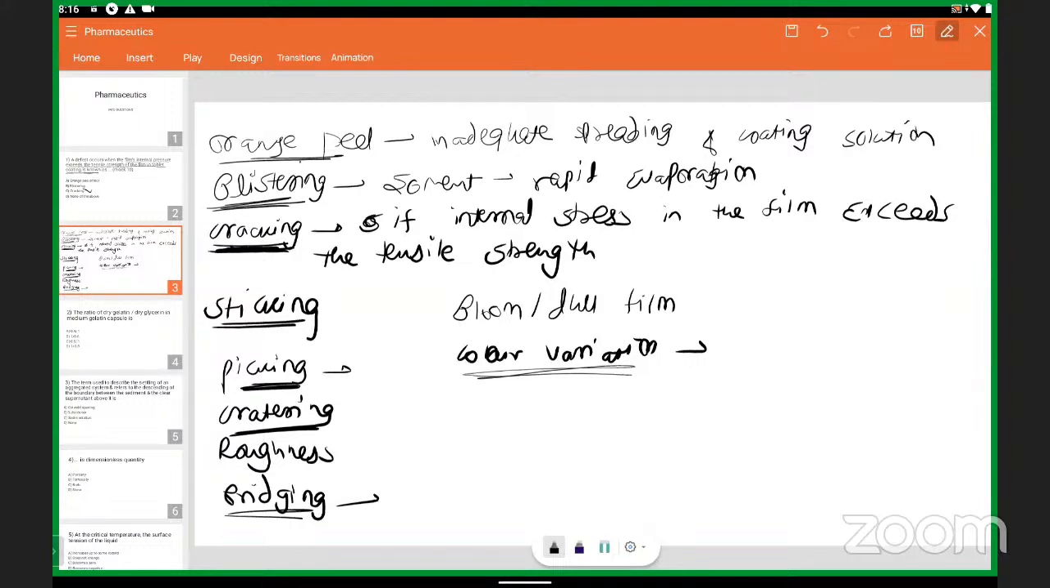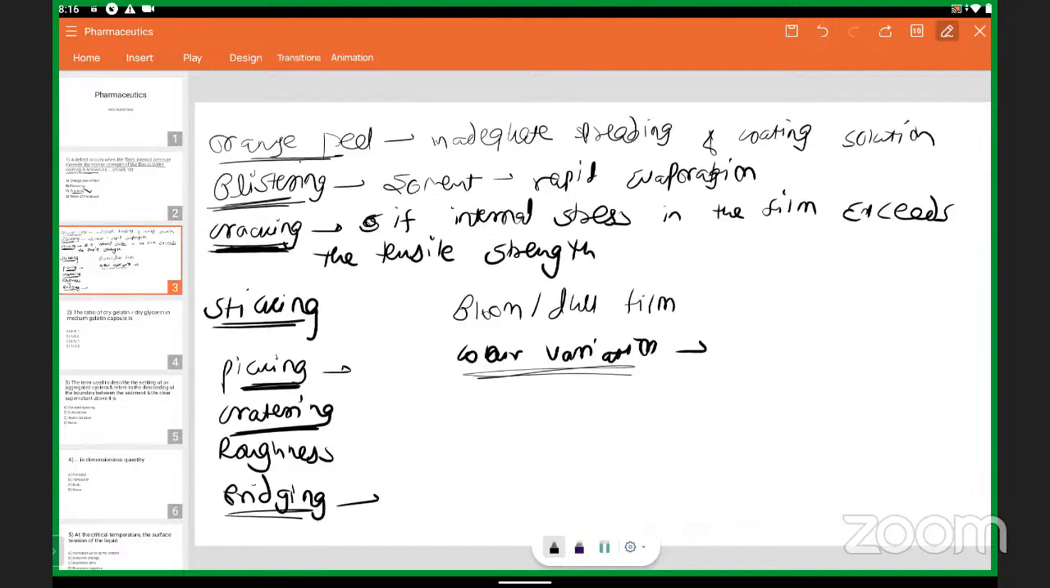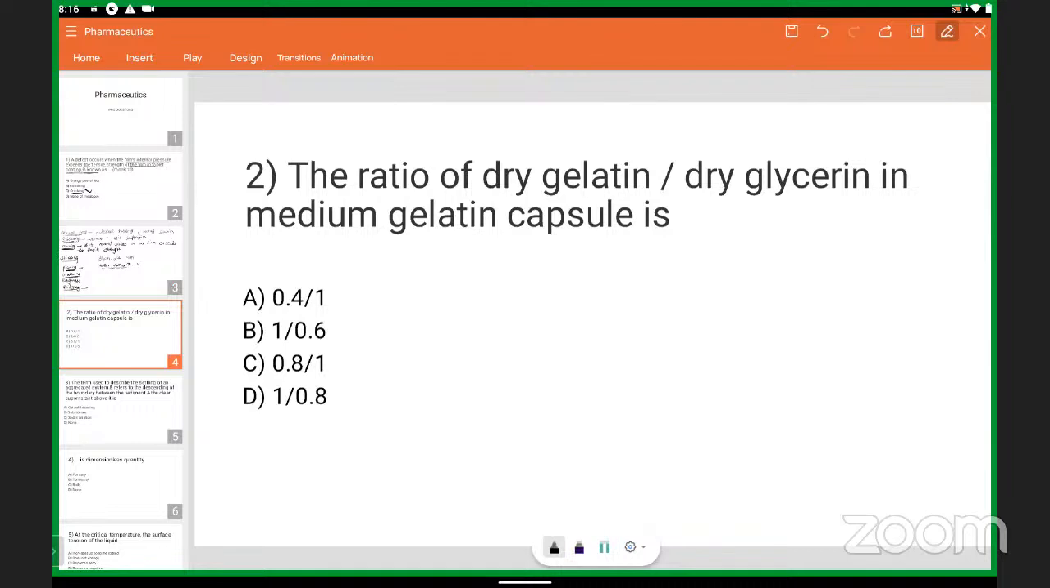So yes, the right option for this question is cracking. Okay, let's move to the next question. The ratio of dry gelatin to dry glycerin in the medium gelatin capsule is: option A is 0.4 to 1, option B is 1 to 2.6, option C is 0.8 to 1, and 1 to 0.8 is option D.